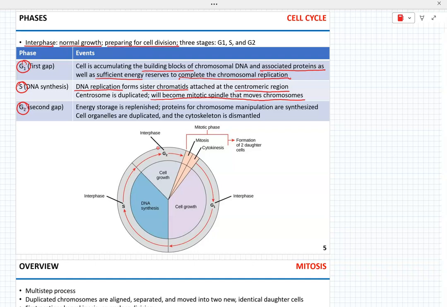In the second gap phase, known as G2, the cell replenishes its energy storage to deliver enough energy for the process of mitosis. Proteins that are essential for the separation of the chromosomes are synthesized, organelles are duplicated, and the cytoskeleton is degraded.